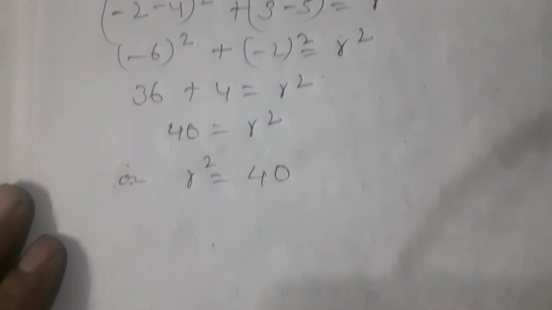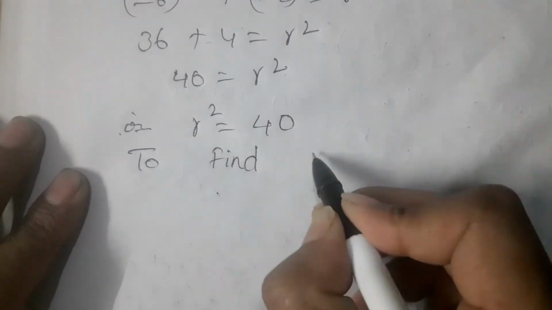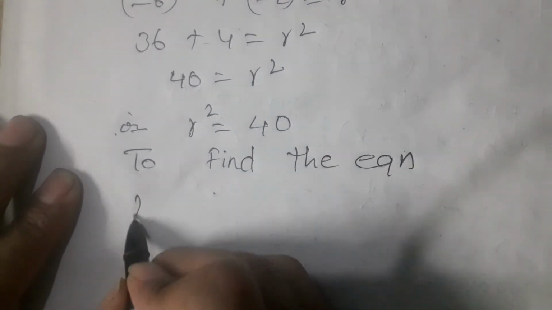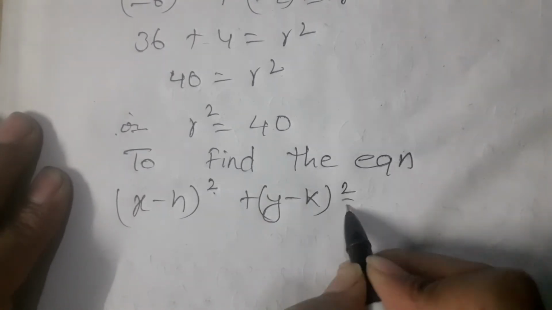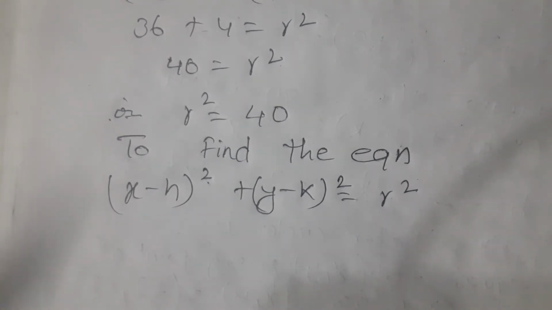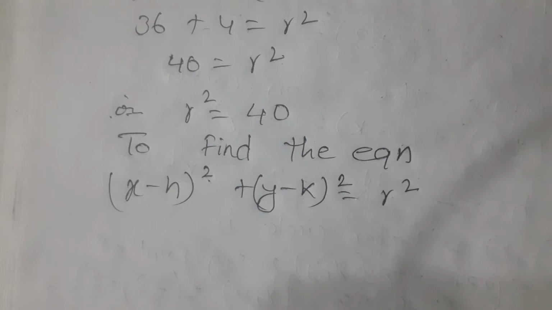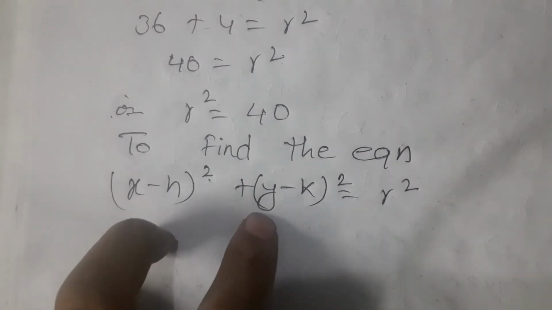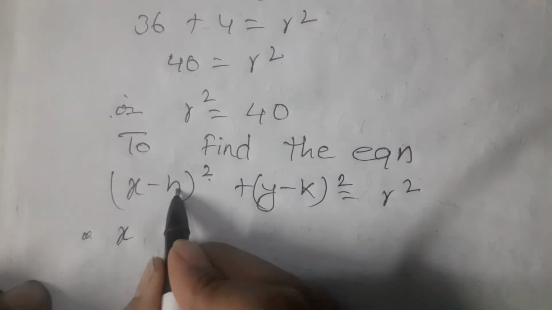After getting the r square value, we again have to rewrite the formula to find the equation. Now this is the final step. To find the equation, we again rewrite the formula as x minus h whole square, because we don't have any other formula to find the equation of the circle. Very important thing: this time you don't have to keep the value of x and y, just keep the value of h and k, because the equation actually contains x and y. X and y were just used to find the radius. Now their work is done.